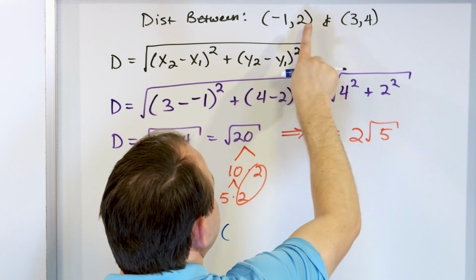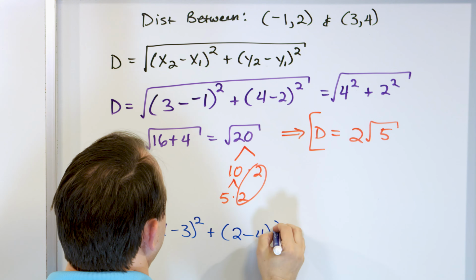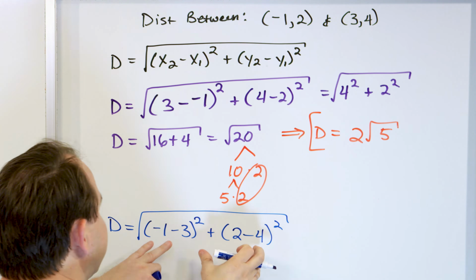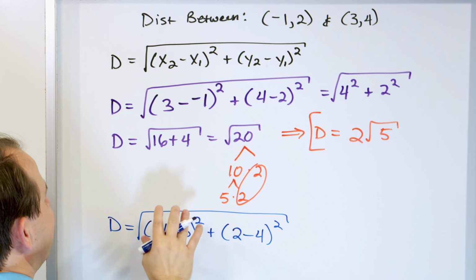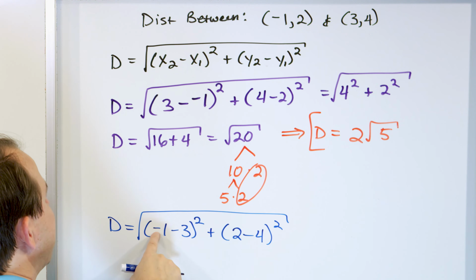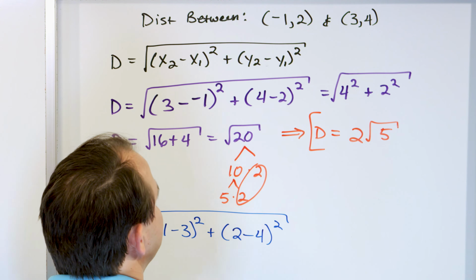Then if we do it this direction, we have to be consistent. So we have to do 2 minus 4, quantity squared. I want you to make sure that you understand that this is exactly backwards from what we did here. The 3 minus the -1 is exactly backwards from -1 minus 3, and then the 4 minus 2 is exactly backwards of the 2 minus 4.